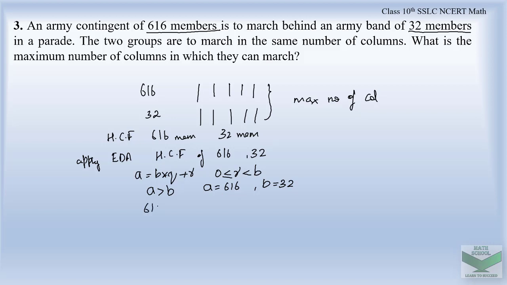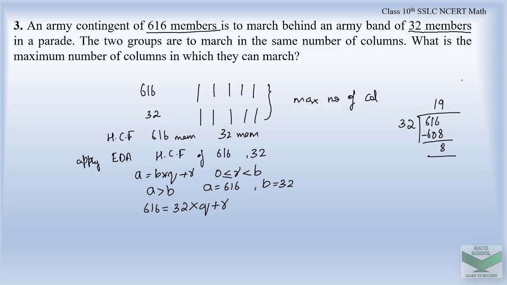We get 616 is equal to 32 into q plus r. We have to divide 616 by 32 to find q and r. So let's divide 616 by 32. If you check in the table of 32, if you take 19 times 32, you get the result as 608. Okay, so after subtraction the result is 8.